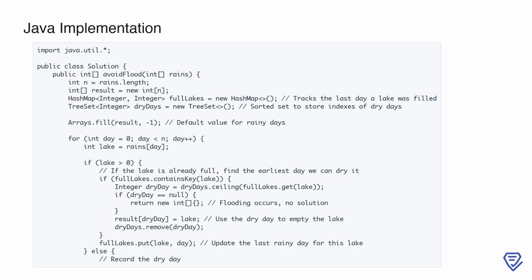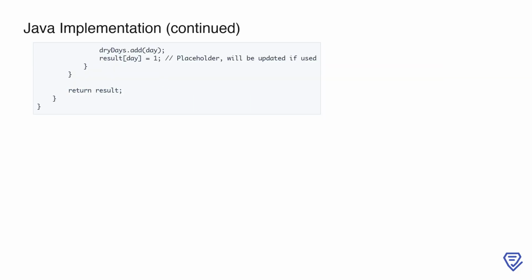Otherwise, we use the dry day to empty the lake, updating the result array and removing the used dry day from the TreeSet. Finally, we update the hash map to indicate the current day as the last rainy day for this lake. If the current day in the rains array is not a rainy day, we handle it as a dry day. In this case, we simply add the day's index to the dryDays TreeSet, marking it as a potential day to resolve any future flooding issues. We also initialize the result array at this index with a default value of 1. This serves as a placeholder, and it will be updated later if this dry day is actually used to empty a lake.